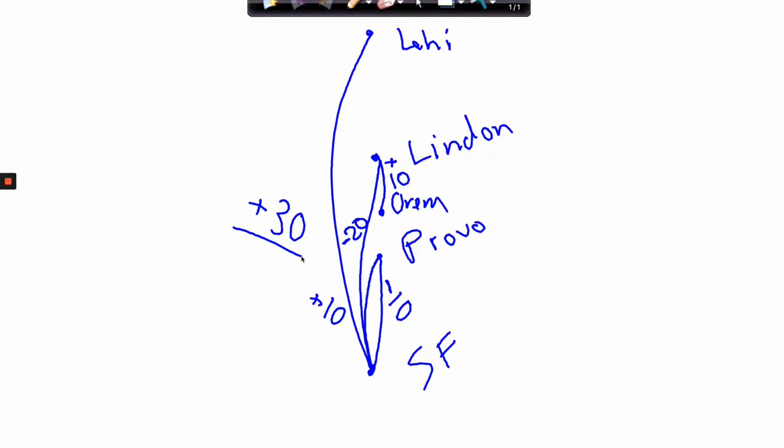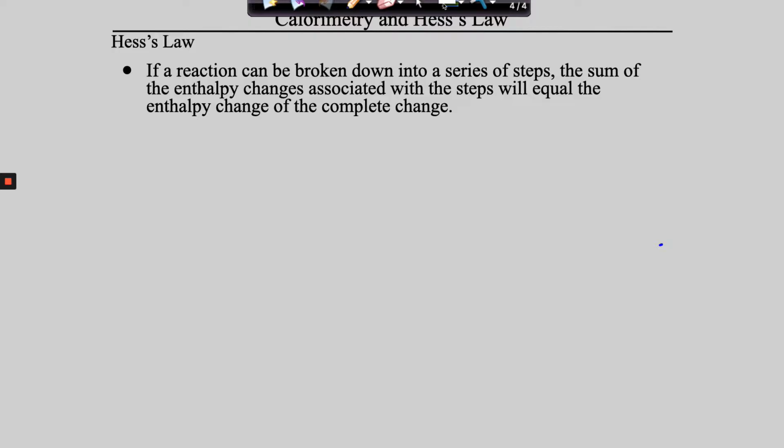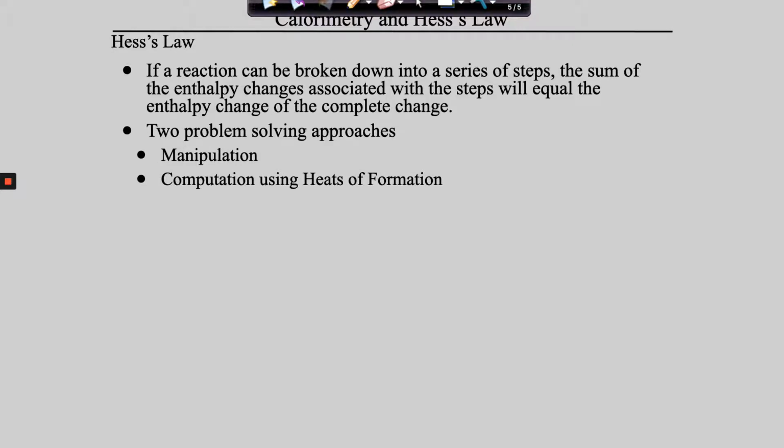All right, so here we go. All right, so that's gone, and we're back to Hess's law. Are you good on the ideas? Okay, so guys, let's move forward then. So how do we handle this? And we've already talked about this, but guys, we are going to approach this up and down, in and out process two different ways. One is through manipulation, and the other one is through computation, and we're going to do manipulation first.